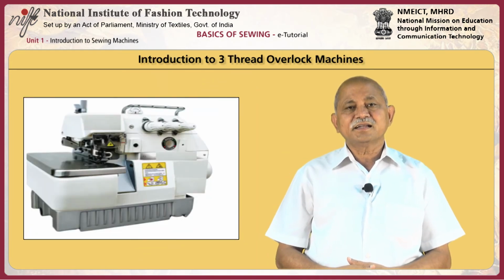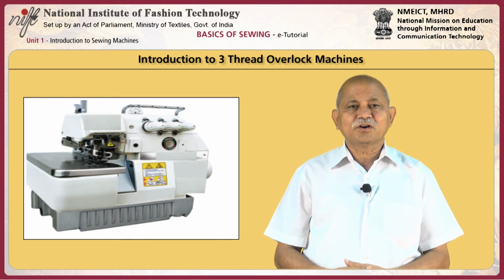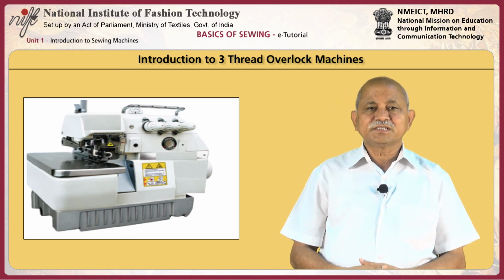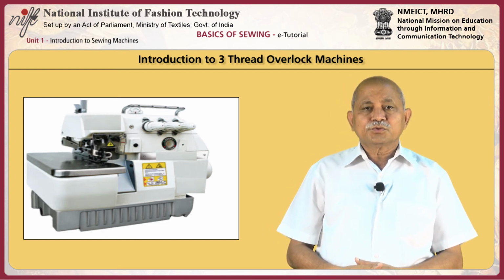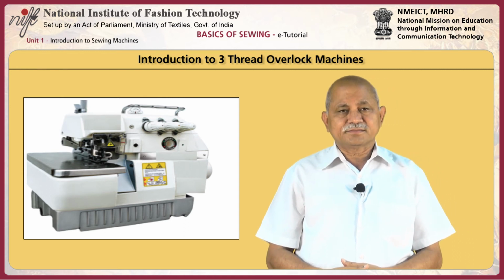Next, let us learn about the 3-thread overlock machine. The 3-thread overlock machine is used to prevent fraying raw edges.